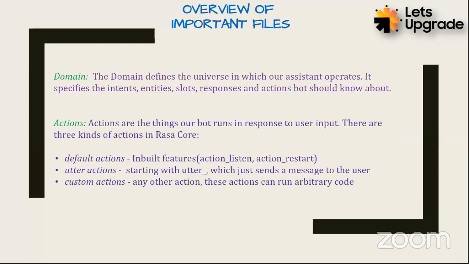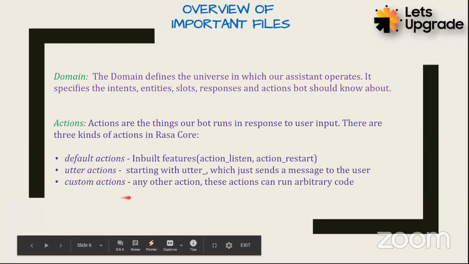Let's move on to the domain file. You can say the domain is the heart of the chatbot. Everything which you define, like intents, examples, slots, you will keep in the domain file. The next important file is the actions file. It is the place where you can use some extra creativity and do the tasks which a normal chatbot cannot do, because there are three types of actions which can be done by a chatbot. There are default actions, utter actions, and custom actions. Let us concentrate on these custom actions.